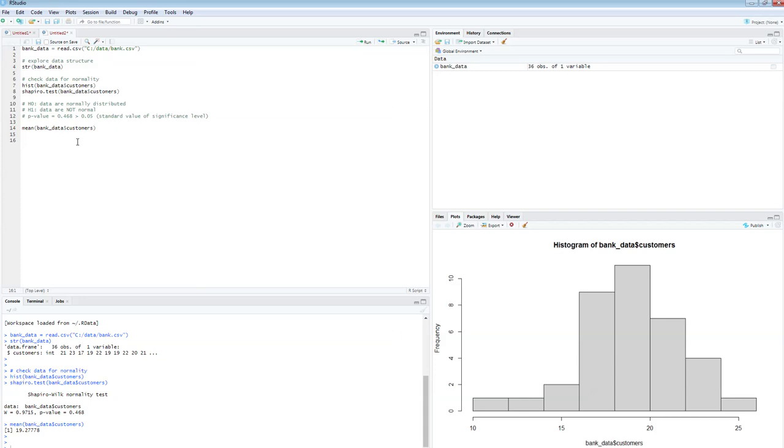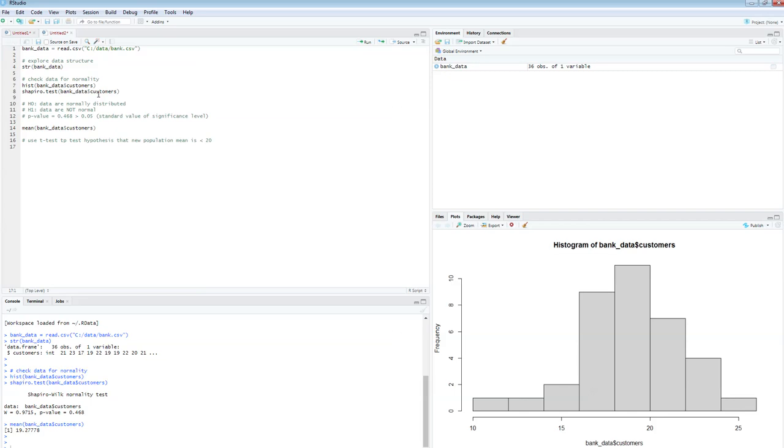Just like always, let's go ahead and I'll leave a comment here. I'm going to use a t-test to test the hypothesis that the new average, new population mean, is under 20 customers per hour.